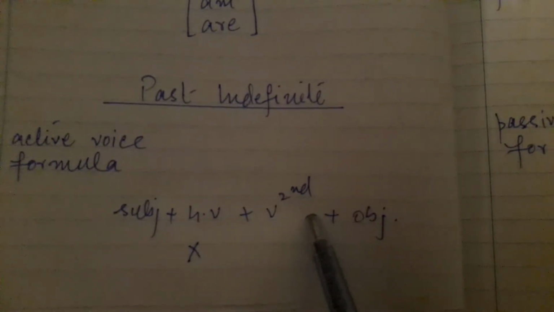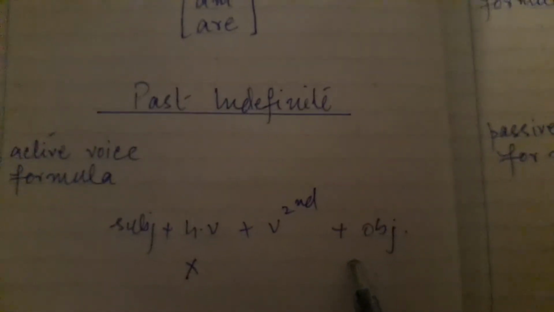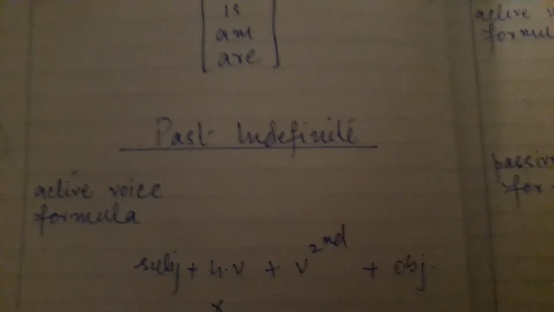In case of past indefinite, what's the active voice formula? Subject, there is no helping verb. We use second form of the verb in case of past indefinite, and last comes the object. Now, how are we going to change it into passive? What's the passive voice formula?